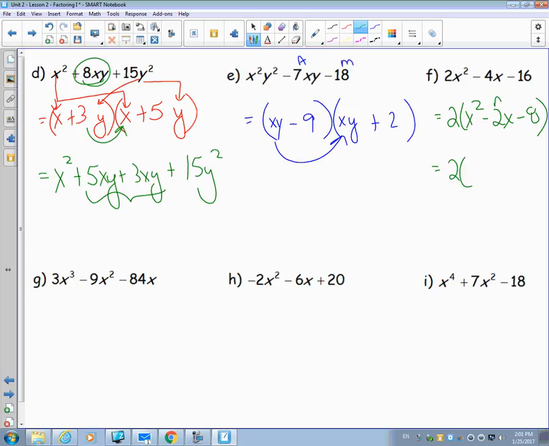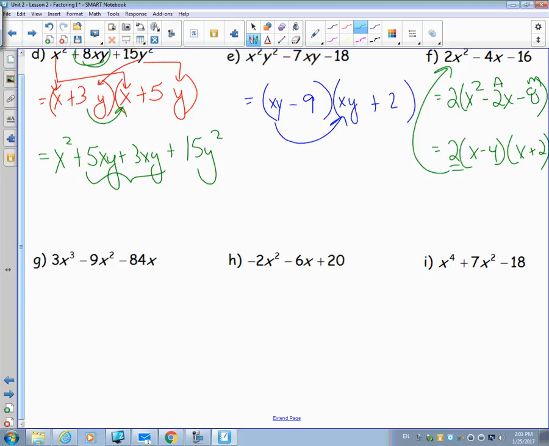I can add and multiply: x minus 4, x plus 2. But I need that 2 there so I can go back to where I started from to make an equivalent expression. If the 2 is gone, they're not equivalent anymore. You can't have an equal sign. Okay, let's try that in the next one.